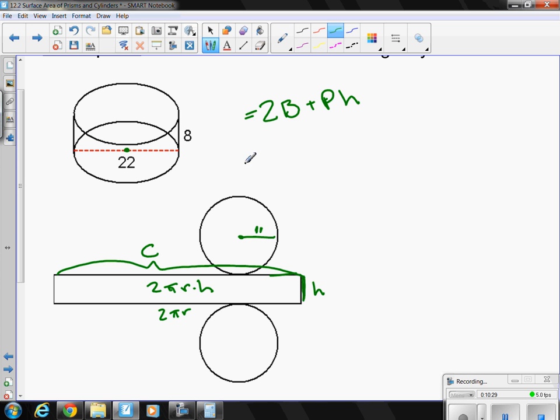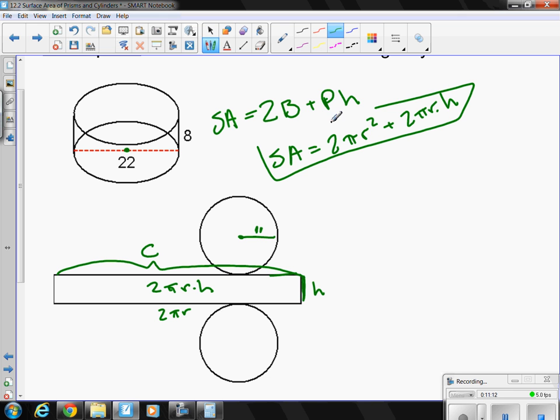That formula still works. This is not technically a polyhedron, so it's not a prism, but the formula still works. We can make it specific for this problem and substitute, because the base is a circle. So we can use 2 pi r squared. Pi r squared is the area of a circle. We have two bases plus the perimeter, the circumference, 2 pi r, times the height. Okay, this is a generalized formula for any cylinder.